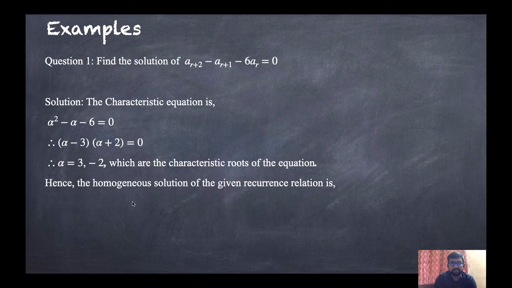Hence, the homogeneous solution of the given recurrence relation is a_r equals A1 into alpha 1 raised to r plus A2 alpha 2 raised to r. Here we have only two roots, so we stop here. So A1 times 3 raised to r, that is alpha 1 raised to r, plus A2 times minus 2 raised to r. This is the solution which satisfies this recurrence relation.